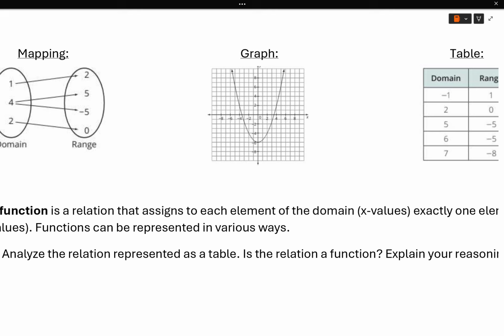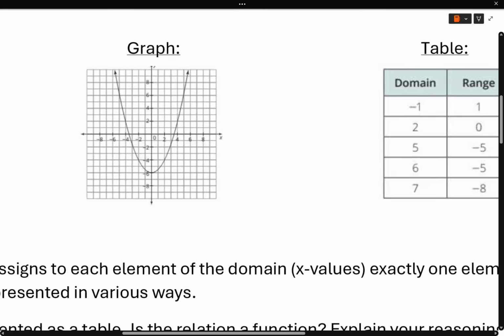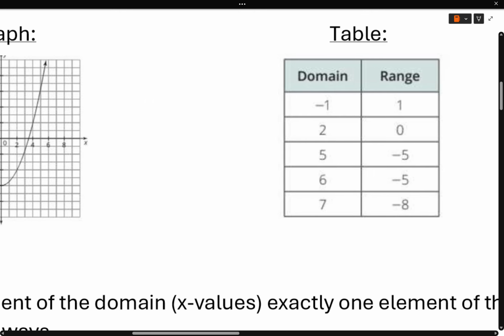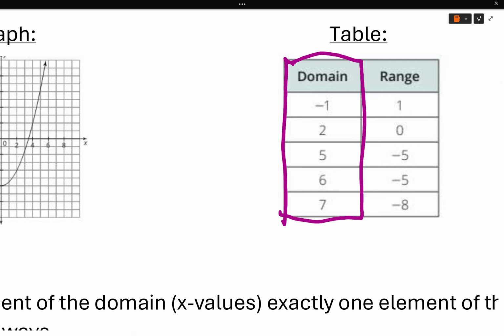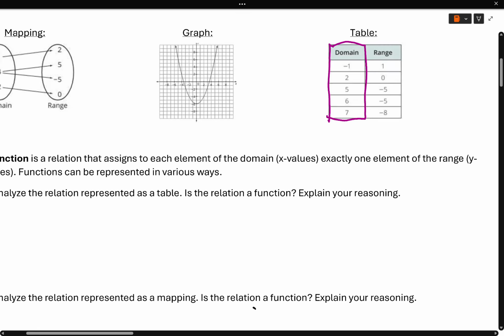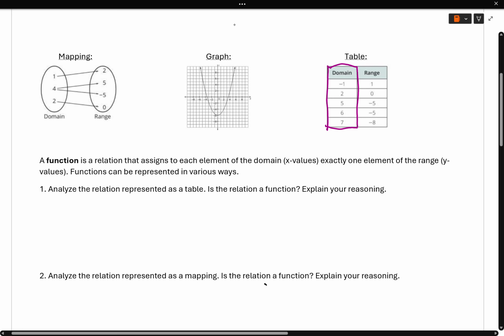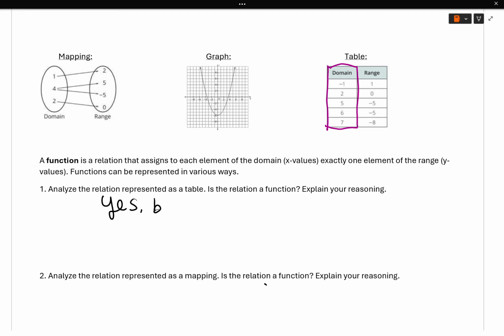So, for number one, let's analyze the table. Let's look at the domain, because the range does not matter in whether or not it's a function. Each domain can only go to one range, which means we should not have any repeating domains. Do we have a repeating domain? We don't. Perfect. So, for number one, we can write, yes, this is a function.